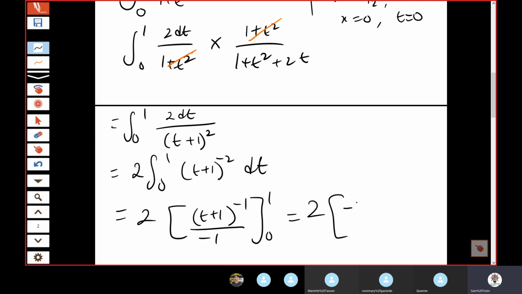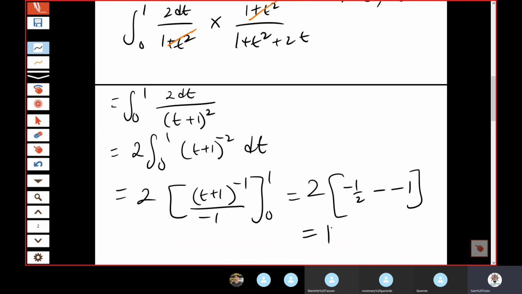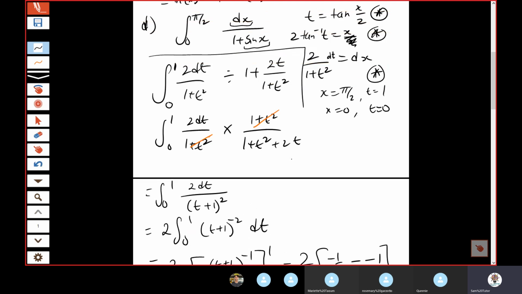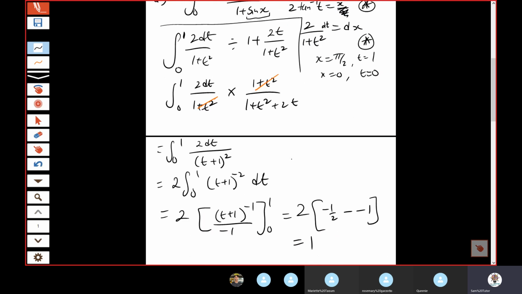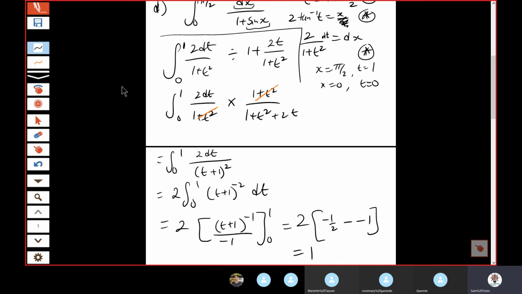So that becomes negative 1 over 2 minus t plus 1, where 0 plus 1 is 1. 1 over negative 1 is negative 1. So 1 minus half is half, times 2. The answer is just a simple 1. After all that working out, the answer is 1. Usually the case for most HSC questions. They're meant to work nicely.